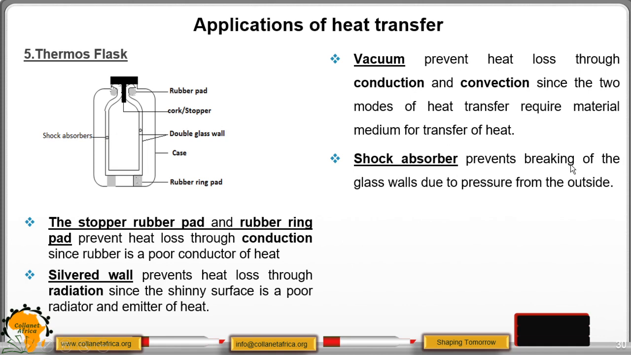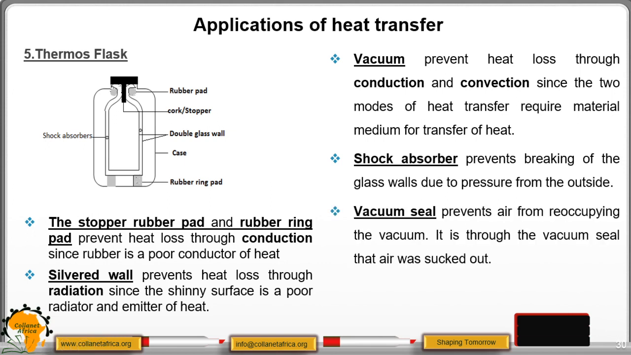This prevents the glass wall from breaking due to pressure from outside. Finally, we have the vacuum seal. It prevents air from reoccupying the vacuum, and therefore the vacuum remains a vacuum. That will ensure that our vacuum flask retains the heat of the hot material inside.